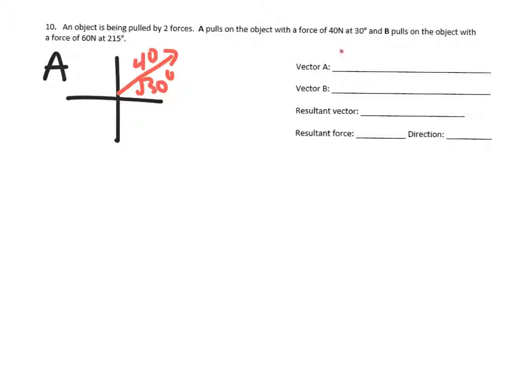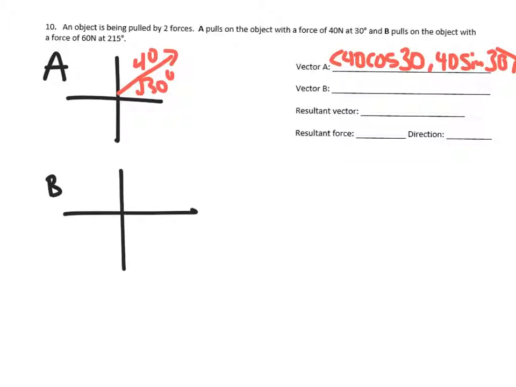And so my vector for A is 40 newtons cosine 30, 40 sine 30. And then for vector B, I want to go in a force of 60 newtons. Really, you're putting them on the same one, force of at 215, which would be in this direction. So you're basically pulling the object in two directions. But it's easier to draw it on two separate pictures because you're going to have a lot of numbers and math. So usually I have you draw them in two pictures.